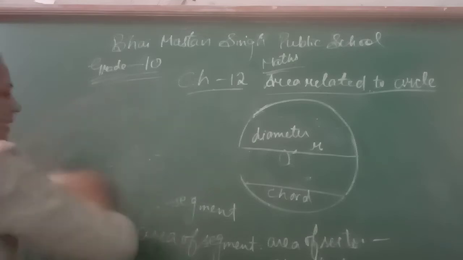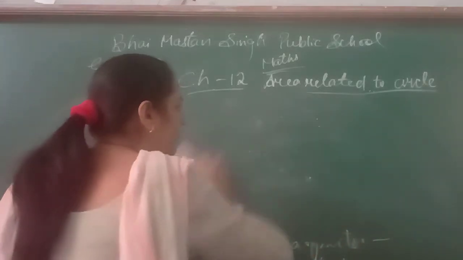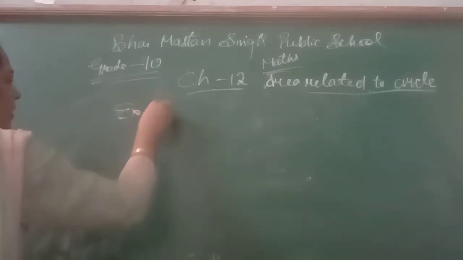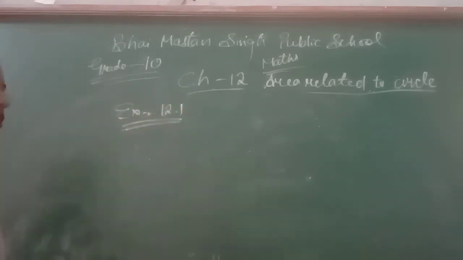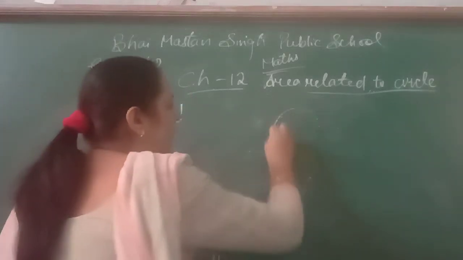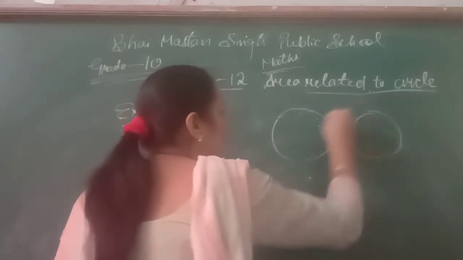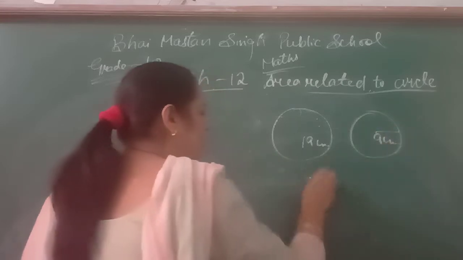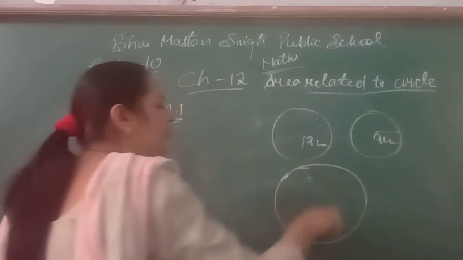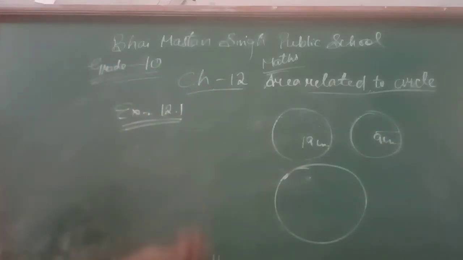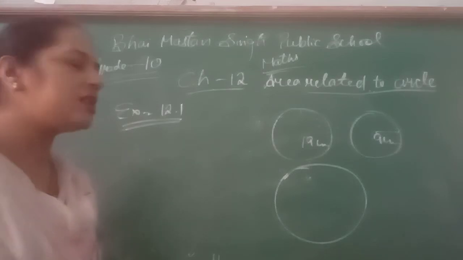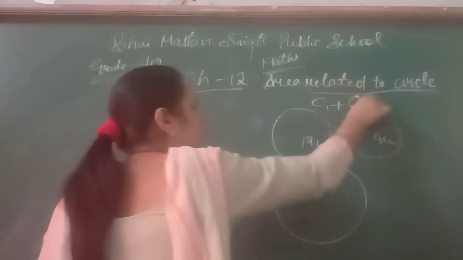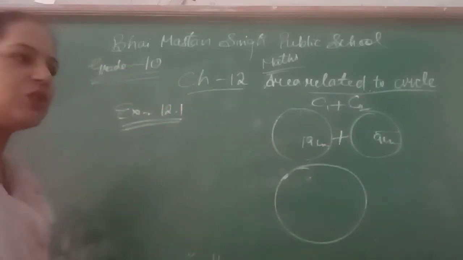Now we are going to start exercise 12.1. In the first question they said that the radii of two circles are given. One is 19 centimeter, second is 9 centimeter. Find the radius of a third circle whose circumference is equal to the sum of the circumferences of these two circles.